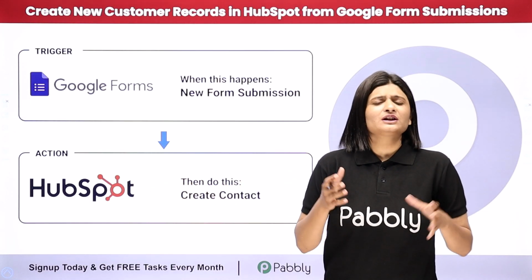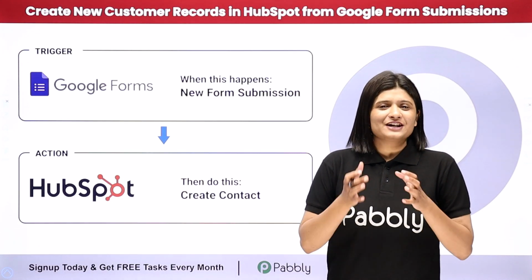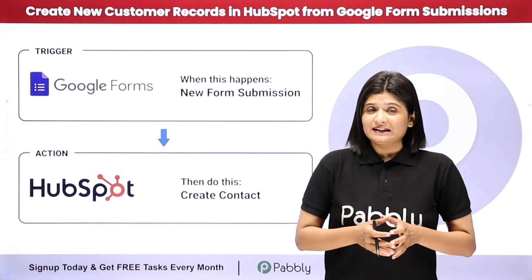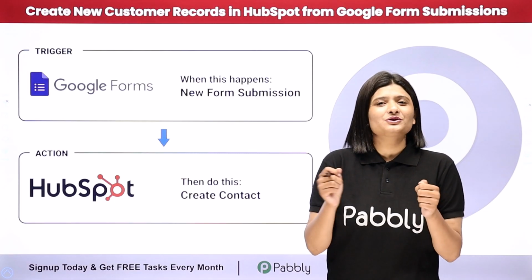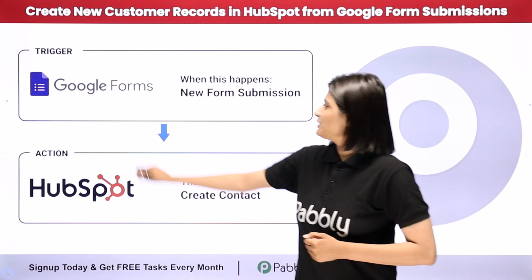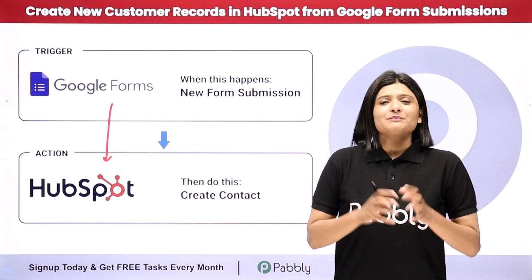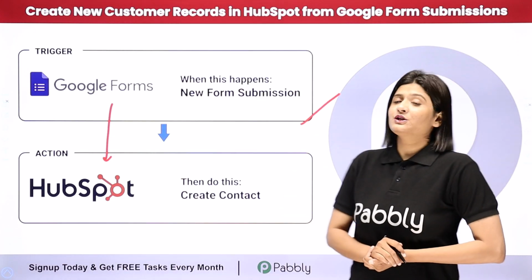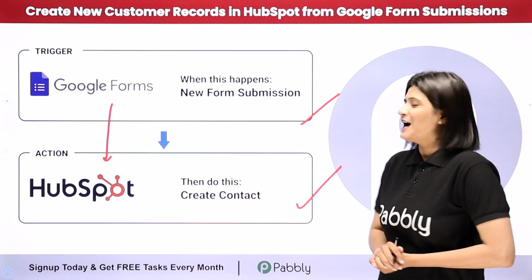Doing this manually will consume a lot of my time, so I've completely automated this process, and to do this automation, I'm going to use Pabbly Connect. Pabbly Connect is an amazing automation and integration software which requires no coding or programming skills. Here I just need to build a connection between Google Forms and HubSpot. With the help of Pabbly Connect, I'm going to build this connection in such a way that whenever there is a new form submission in Google Forms, automatically I'm going to create this contact in my HubSpot.